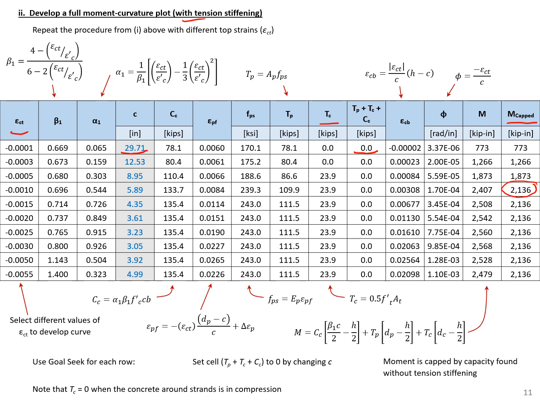The other thing to highlight is when our neutral axis falls below or near our pre-stressing strands, the concrete there will be in compression. So we don't want to include tension stiffening when our concrete in that region is in compression. It would be like double counting your concrete. So I manually set those equal to 0 if the compression block falls in the tension stiffening region.